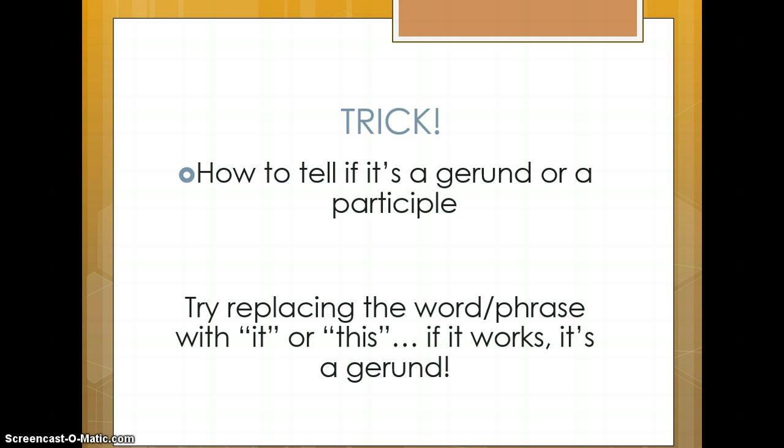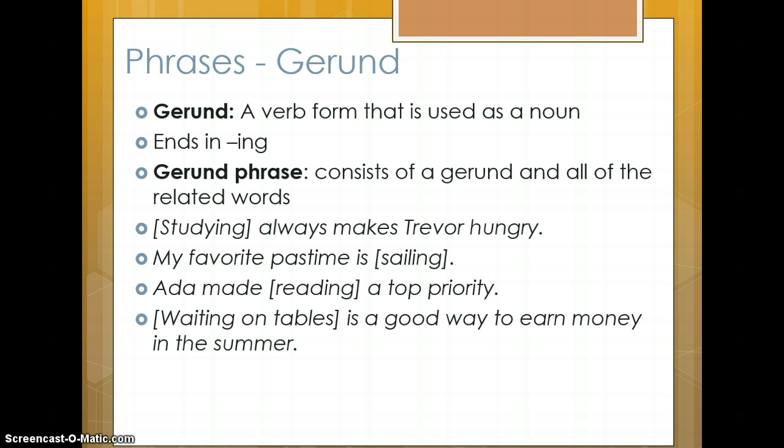Try replacing the word or phrase that you think is either a gerund or a participle. Try replacing it with it or this. If it works, you've got a gerund. So if we go back to the previous slide, we could replace everything in brackets with the word it or this, and the sentence makes sense. It doesn't give us a whole lot of information, but it makes grammatical sense. So it always makes Trevor hungry.